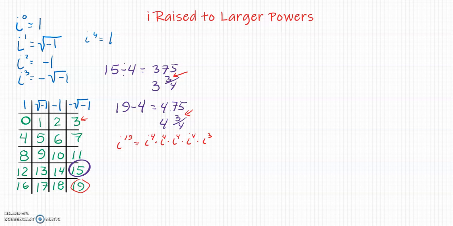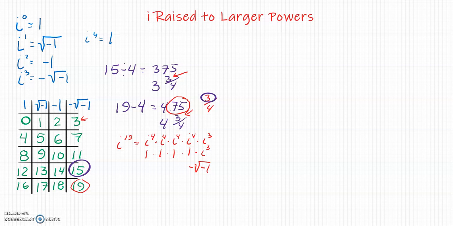Well, i to the 4th is equal to 1 times 1 times 1 times 1 times whatever i to the 3rd is. i to the 3rd is negative square root of negative 1. Just to try to overemphasize how to interpret what the calculator is telling us, we're only focused in on that part of it. 0.75 is the same thing as 3/4, which means it's only the 3 that we're focused on.